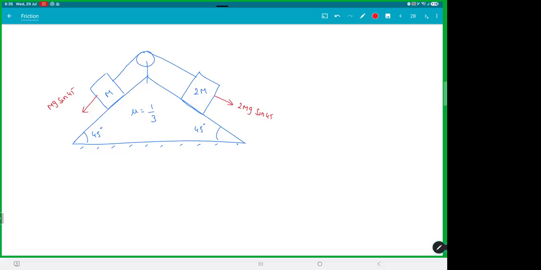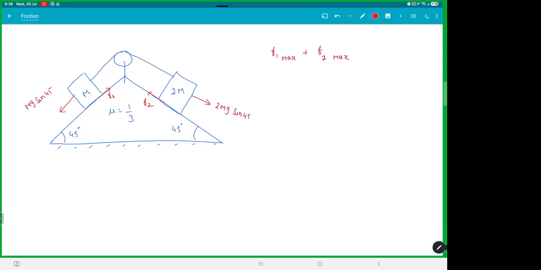And if you look at the friction, this friction will be opposite here. Let it be F1, and this friction will be in this way, F2. If you calculate F1 max plus F2 max, understand this: until and unless you generate at least this much friction, you're not going to move. So F1 plus F2 max will be how much? This guy will be mg sin 45. This will be your normal reaction, and this will be your mg cos 45. This will be a normal reaction, and this will be 2mg cos 45.